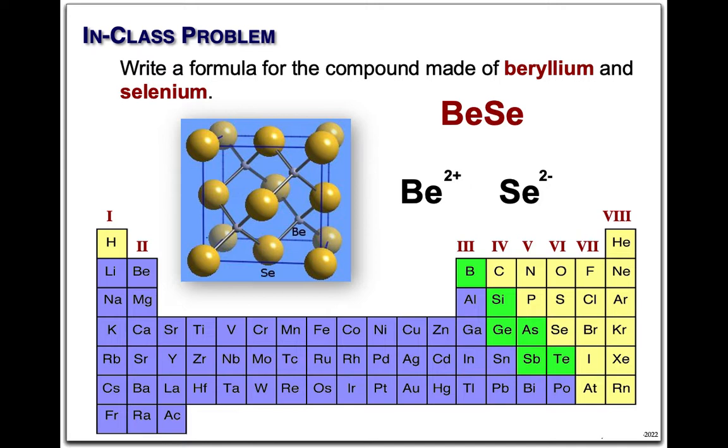And I put this in to stress that ions have different sizes. And that's why we have different crystal shapes, the way they pack. Turns out that this is cubic as well. But the beryllium is a little tiny thing. The selenium is quite large. Again, different sizes for different ions.